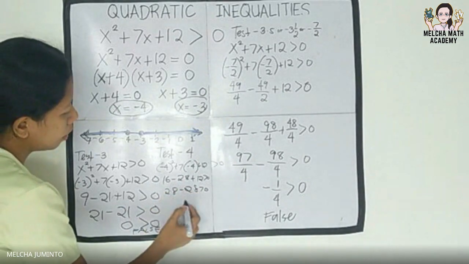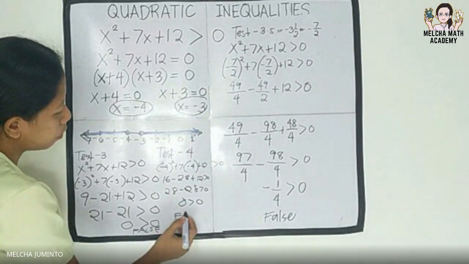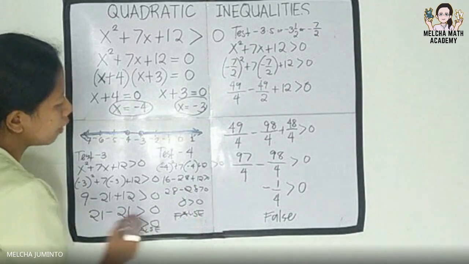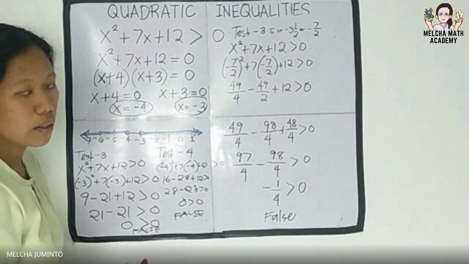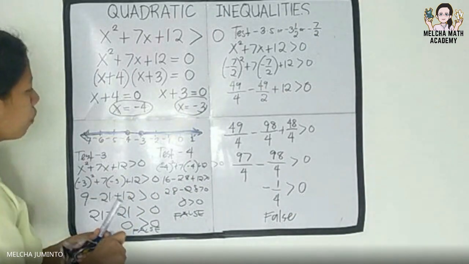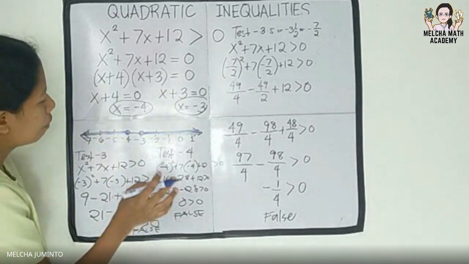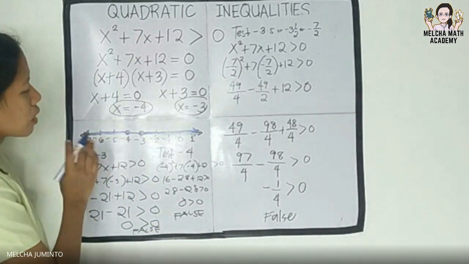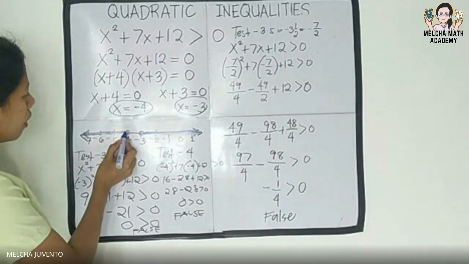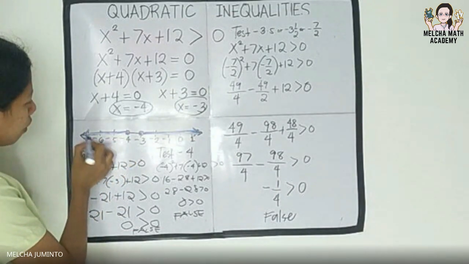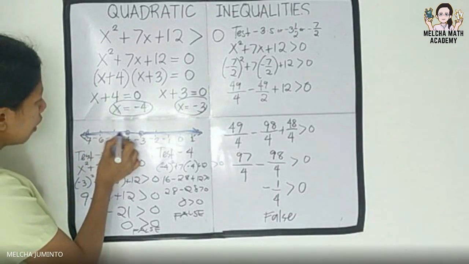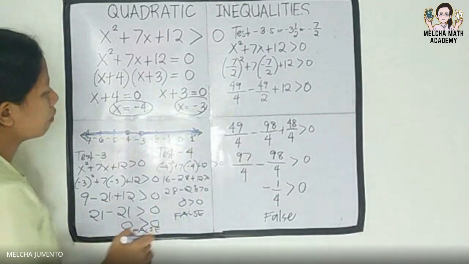Subtract: 28 minus 28 is 0. Same, this is also false. Just like negative 3, negative 4 is not a solution. Therefore, we also need to draw a small circle, not shaded, that shows that negative 4 is not part of the solution. Only to the left of negative 4 are the solutions, and then to the right of negative 3.